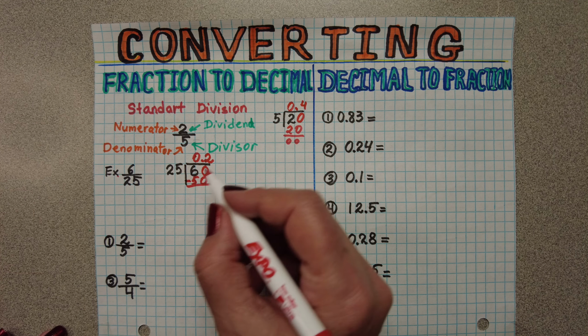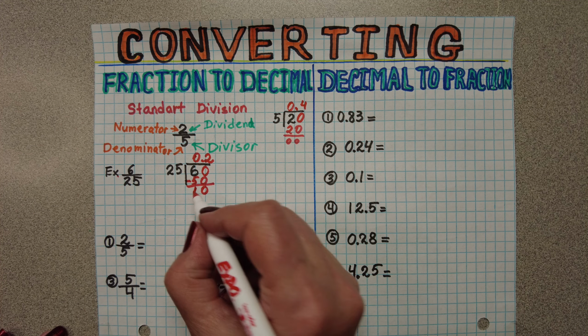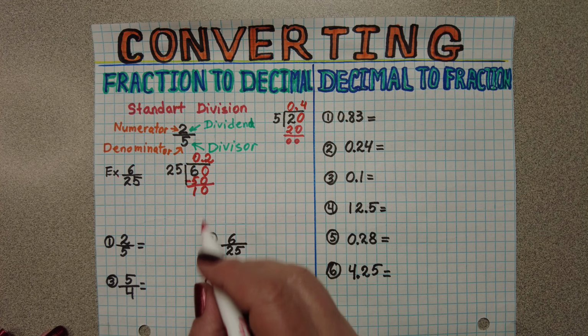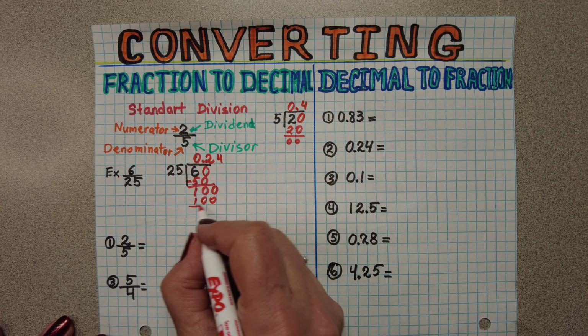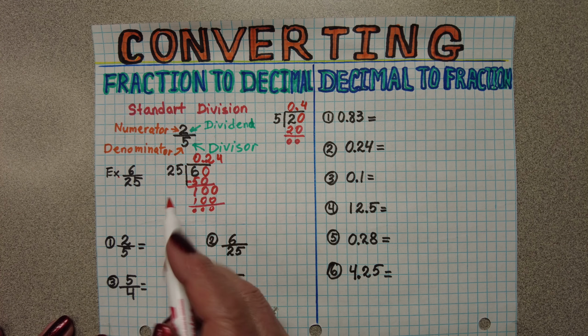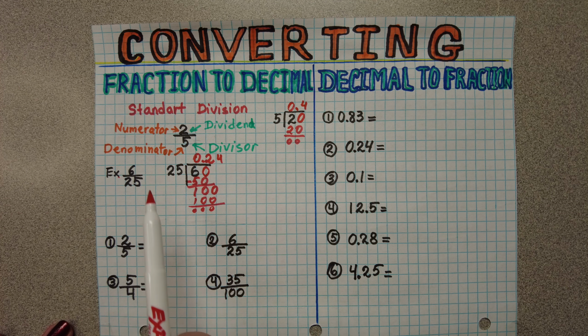We subtract, we get 10. And after the decimal, we can bring 0 down anytime you want. 100 divided by 25 is 4. 4 times 25 is 100. 100 minus 100 is 0. So now we got 6 divided by 25 equals 0.24. We converted this fraction into decimal.